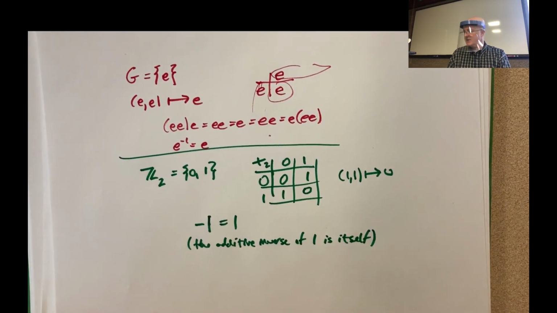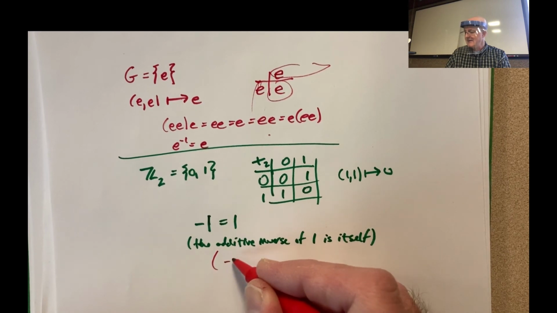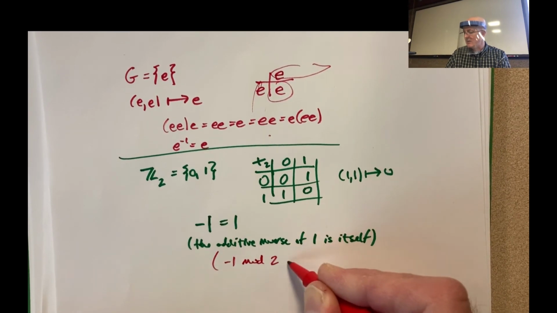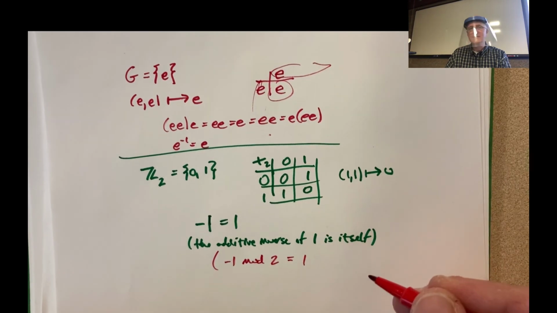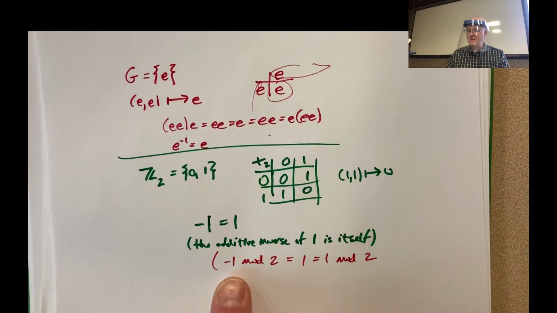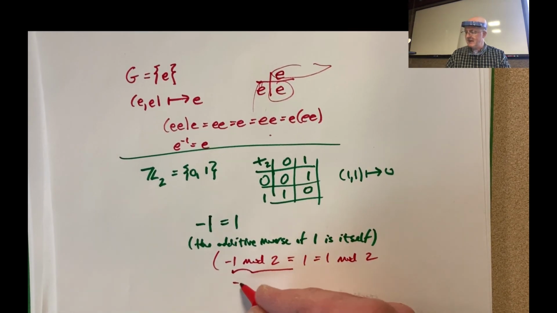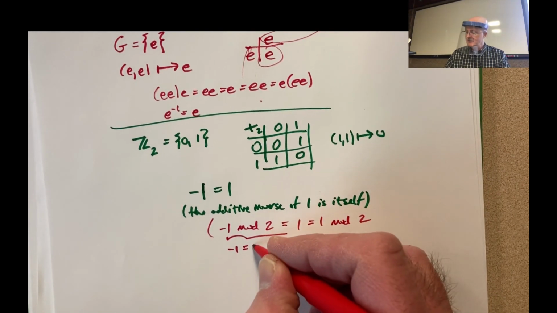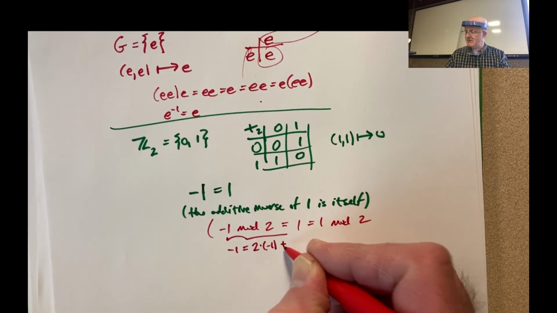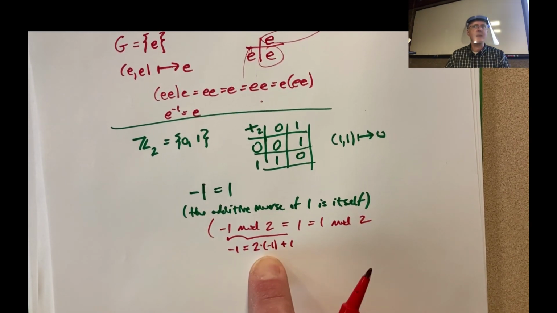I mean, it is also true, based on modding that we talked about last time, that negative 1 mod 2 does equal 1, and that also equals 1 mod 2. Right? When you divide negative 1 by 2, you do get a remainder of 1. Why? Because according to the division algorithm, you should think of negative 1 as being 2 times negative 1 plus 1, where the remainder is between 0 and what you're dividing by, 2.